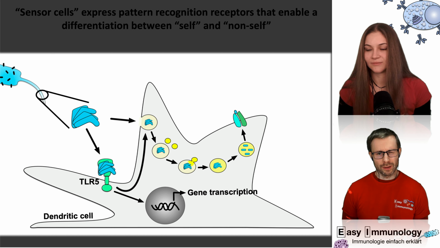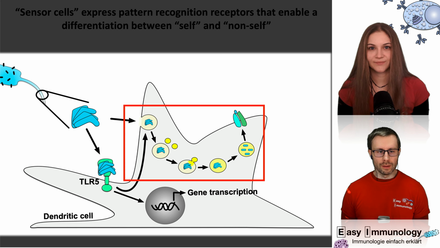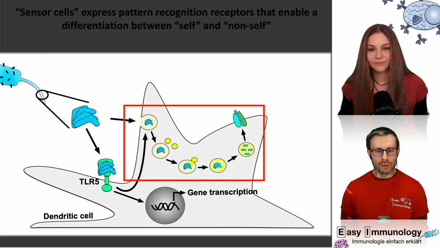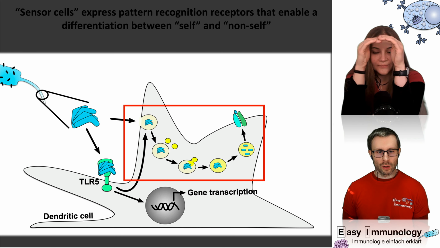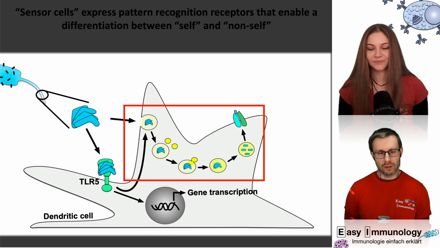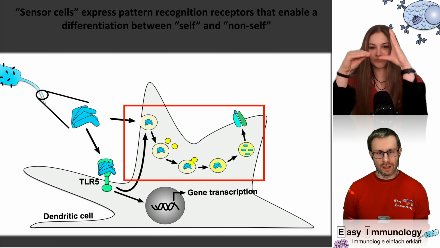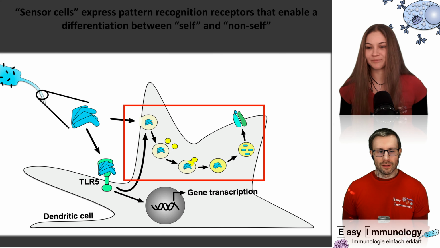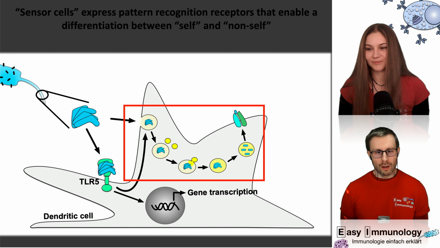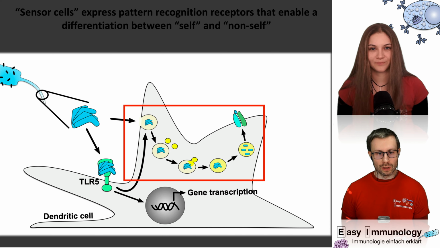And the second thing that happens is that the cell also takes up the flagellin or even the whole pathogen, and then it ends up in the endosome. This is a compartment in the cell which then fuses with lysosomes. These are other compartments that are full of proteases, so proteins that are specialized in degrading other proteins. And then the flagellin or the whole pathogen, usually it's the whole pathogen, is degraded into small parts of the proteins, which are called peptides.